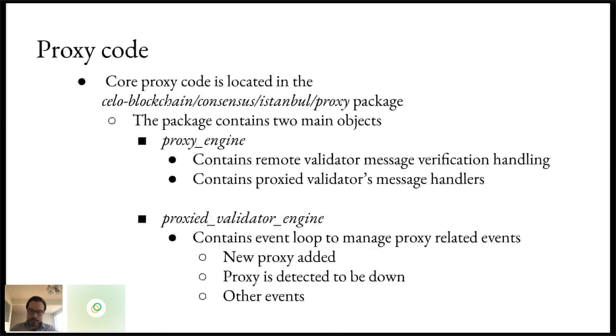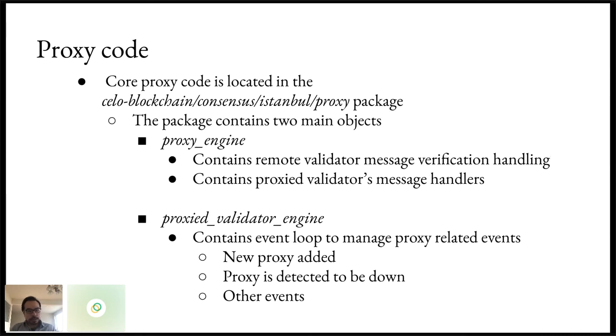For example, one message that the proxy validator sends to the proxy is what we call the val enode share message. As I mentioned, a validator can have multiple proxies, but the validator will then have to tell each one of the proxies which remote validators they should connect to. Basically, the proxy validator will communicate that information via the val enode share message. And the handling of that message is all done within the proxy engine object.